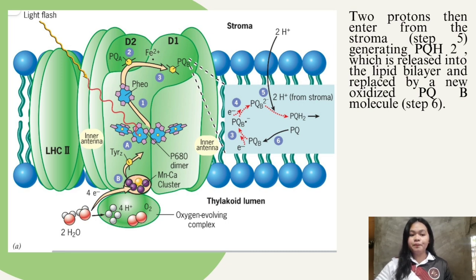So, once na ma-generate na si plastoquinone radical H2, yun na yung tinatawag nating plastoquinol, which is a reduced form of plastoquinone radical B.